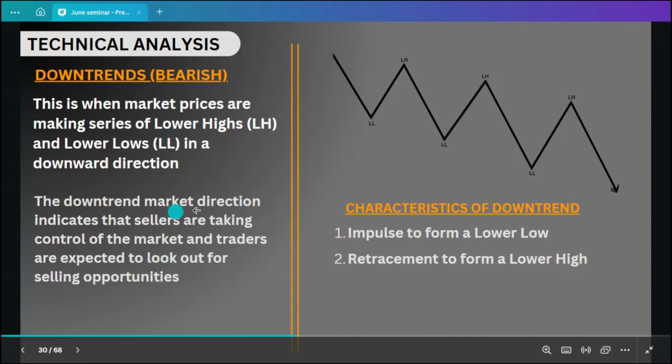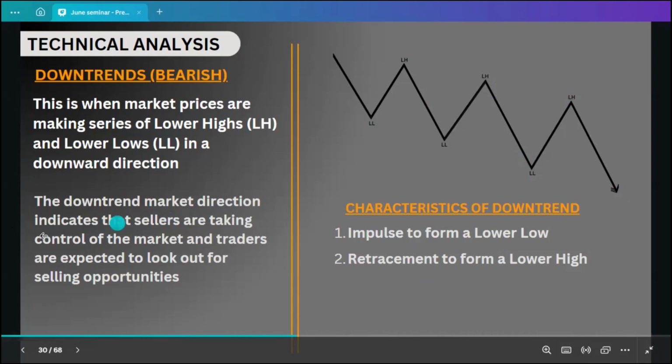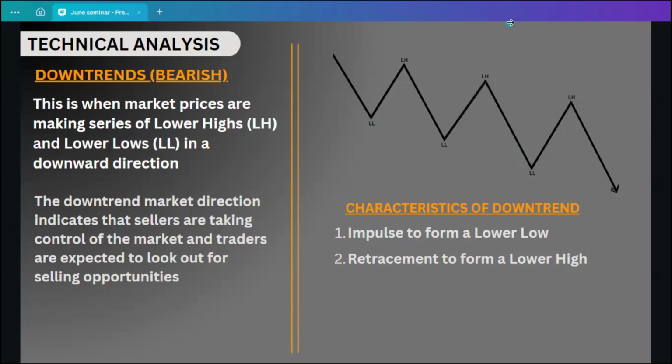So the downtrend market direction indicates that sellers are taking control of the market, and traders are expected to look out for selling opportunities. That means I want to look out for selling opportunities around areas such as this. Probably this is an area for me to sell in. So I'm looking at selling opportunities around this area.